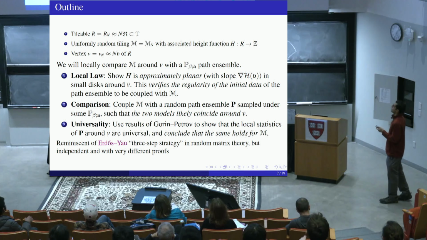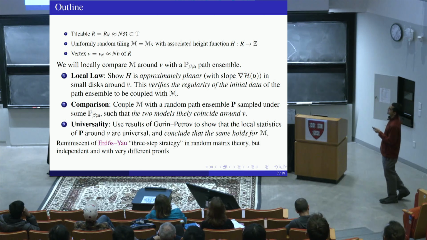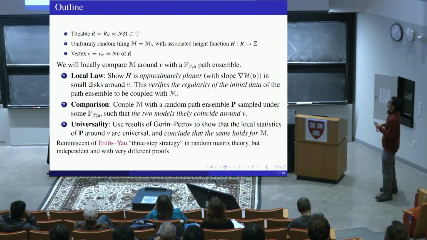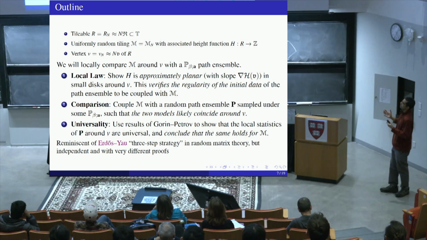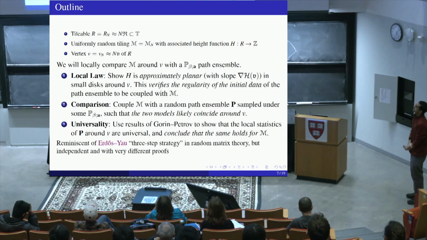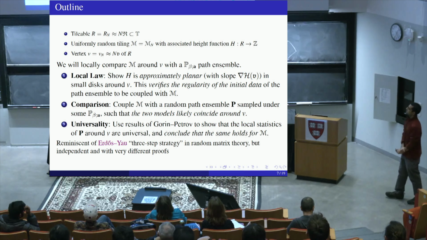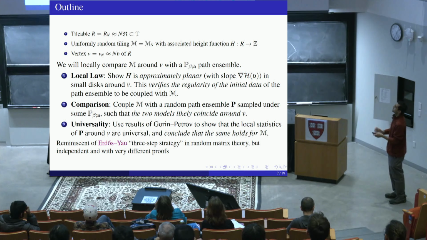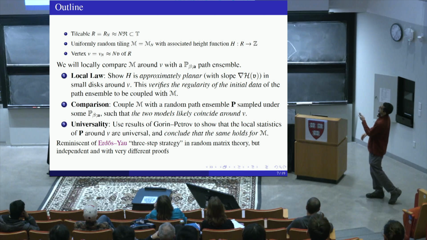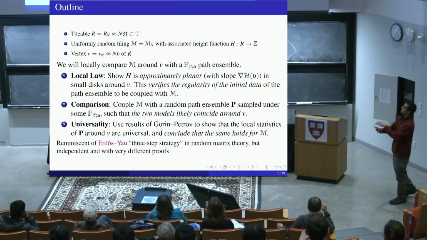The first will be an algebraic step. The second will be a probabilistic step, and the third will be importing the algebraic step from the previous slide. So the first step is what's often referred to as a local law. So what you'll show is that if I look locally, H is again a random height function. But what you'll show is that it's approximately planar, so it's approximately linear, with a certain slope in small disks around V.